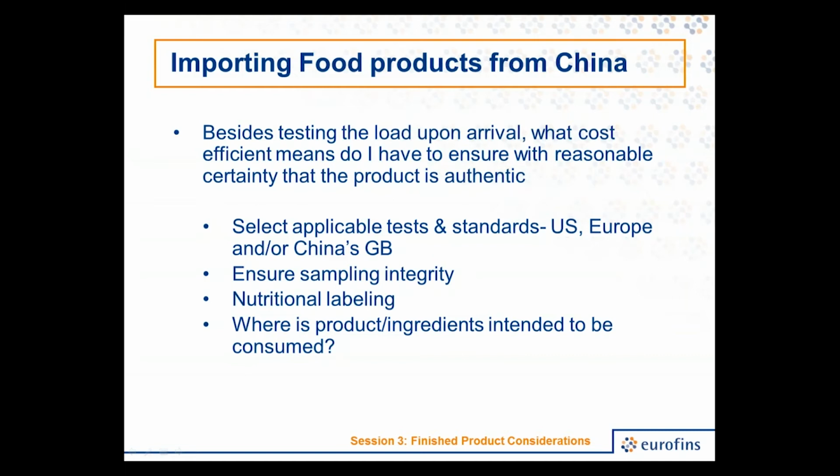Nutritional labeling. Does your product and ingredient comply with the U.S. labeling requirements? Please make sure you know what those requirements are. And then finally, one that's a little bit obvious, but where is your product intended to be consumed? Prop 65 in California has obviously some of its own regulations and any special regulatory requirements that apply to your product. Next slide, please.